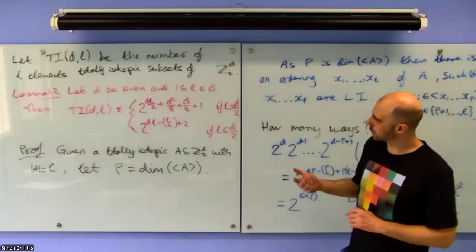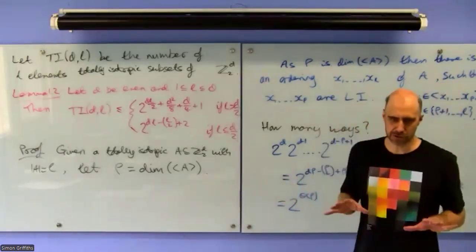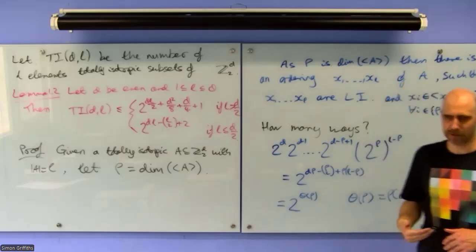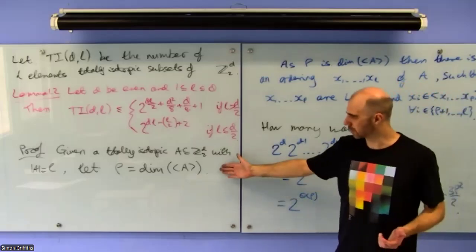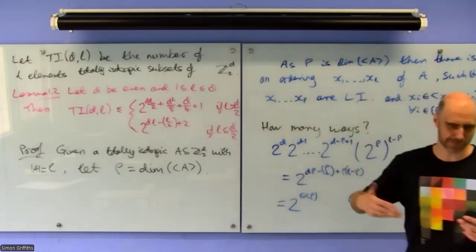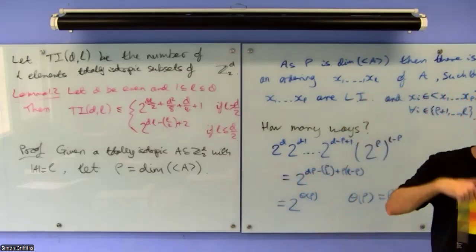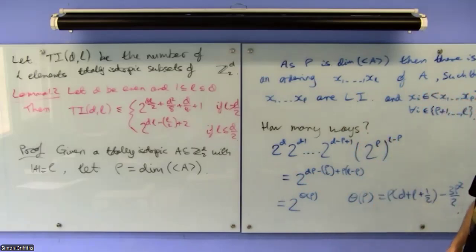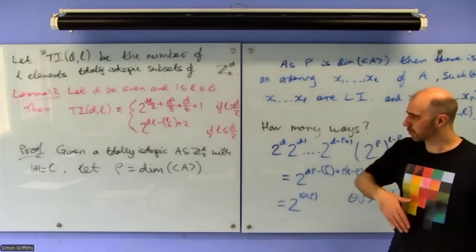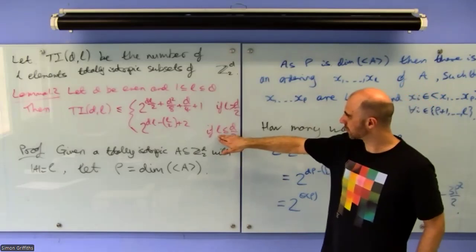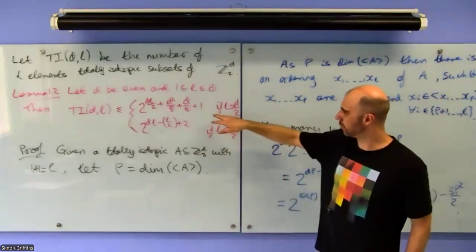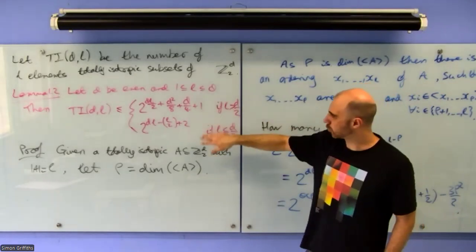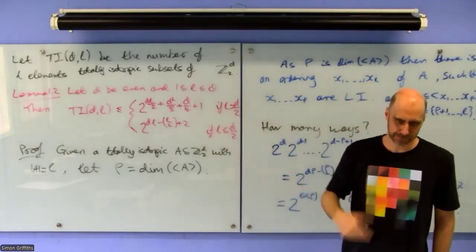Of course, if L is bigger than d over 2, then what you do is you stop at d over 2, because it's impossible for a totally isotropic space to have dimension bigger than d over 2. So basically what you do is you just sum these quantities, rho equals 1 up to L in this case, or rho equals 1 up to d over 2 in the first case, and it's always dominated by the last term.